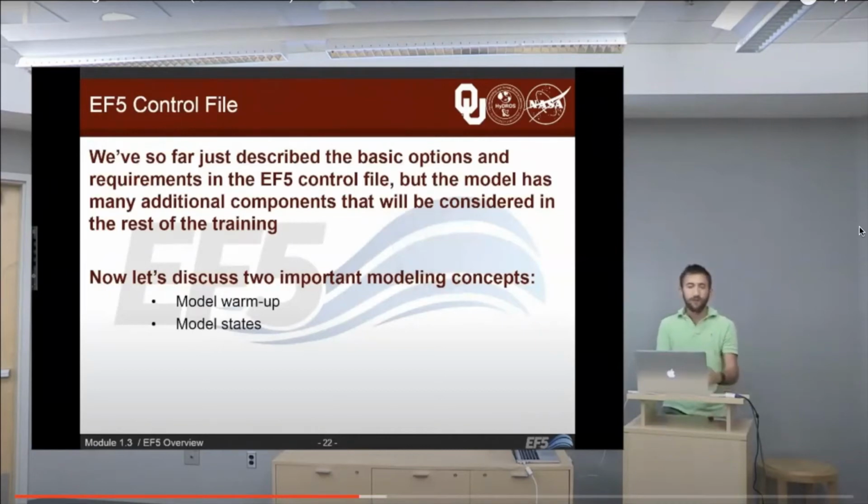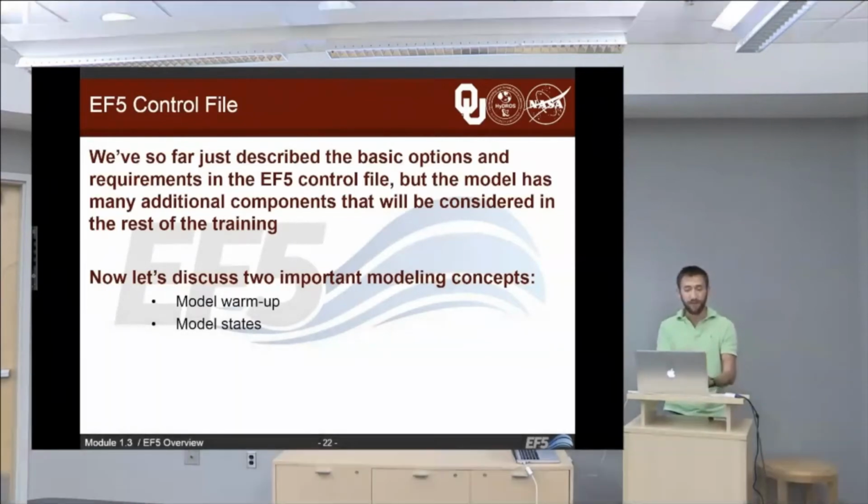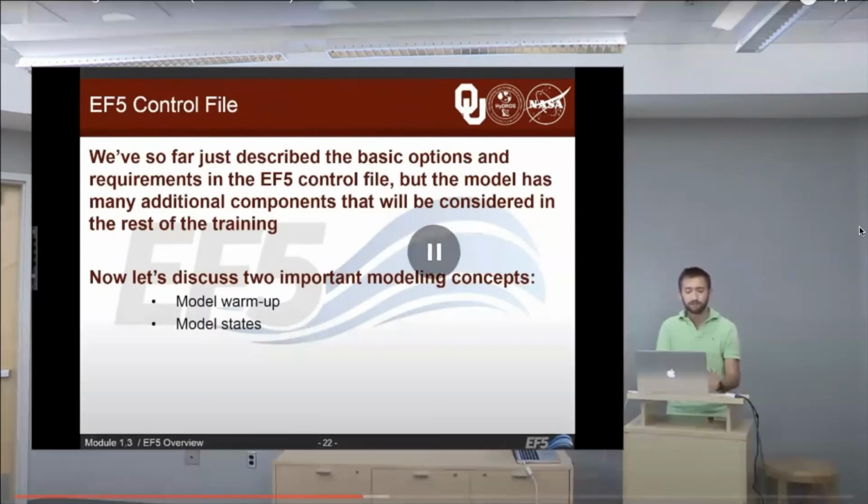So we've so far just described kind of very basic options, very basic requirements, but the model has additional components that will be considered in the rest of the training. They're in the README file. There are many, many more options that we haven't discussed yet. Hasta ahora solo hemos descrito las opciones y los requisitos básicos en el archivo de control de EF5, pero el modelo tiene muchos más componentes adicionales que se considerarán en el resto de esta capacitación.